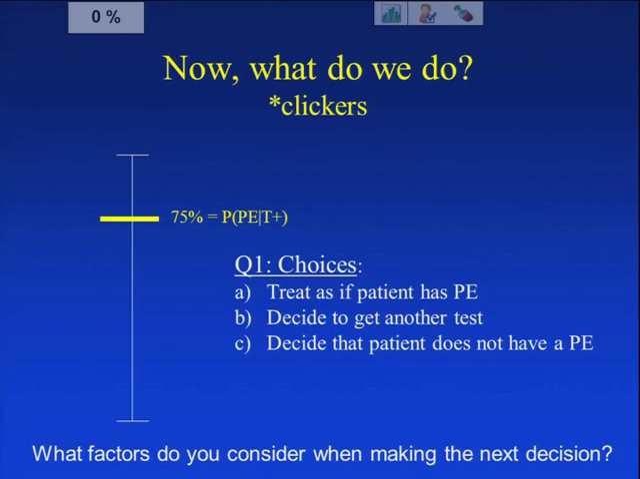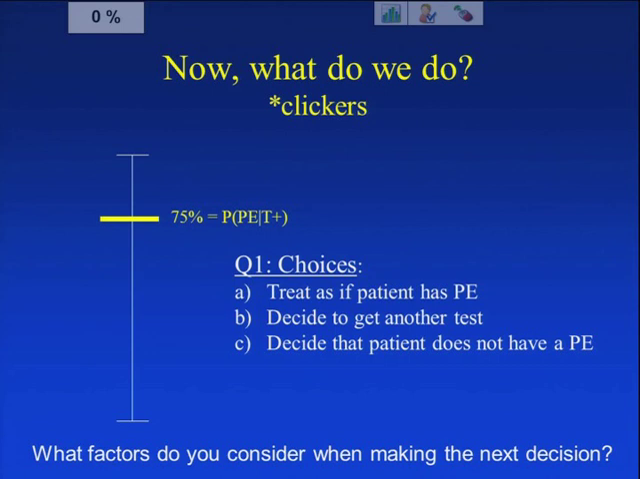We have as clinicians 3 choices. We can either treat as if the patient has a PE, we can decide to get another test, or we can decide that the patient doesn't have a PE. I want you to use your clickers and answer A, B, or C. Do they have A, B, or C on their clickers? Yeah. So click in A, B, or C. And as you're doing this, think about what factors are going into your mind. Okay, so we got 87% here.